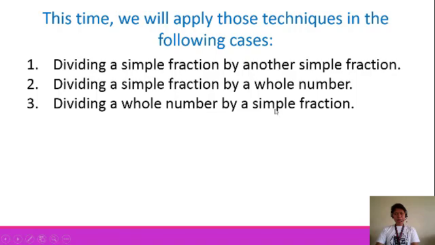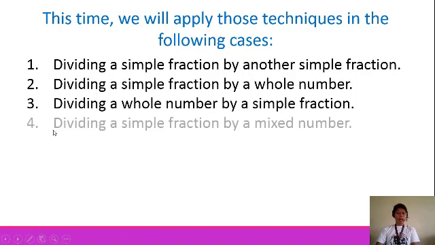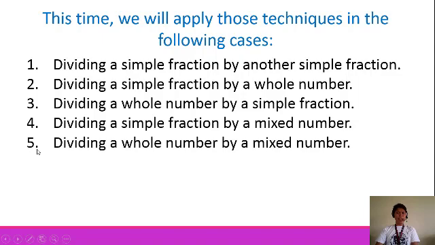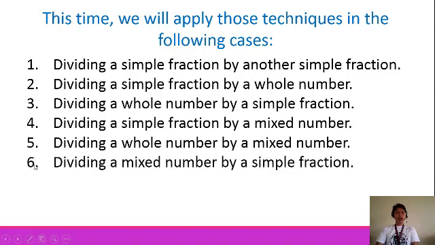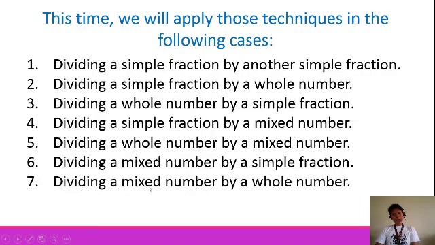Number 3 is dividing a whole number by a simple fraction, like for example 4 divided by 1/3. And then number 4 is dividing a simple fraction by a mixed number, like for example 1/2 divided by 1 and 1/3. Number 5 is dividing a whole number by a mixed number, like for example 4 divided by 1 and 1/3. Number 6 is dividing a mixed number by a simple fraction, like for example 1 and 1/5 divided by 2/3. And number 7, dividing a mixed number by a whole number, like for example 1 and 5/6 divided by 4.